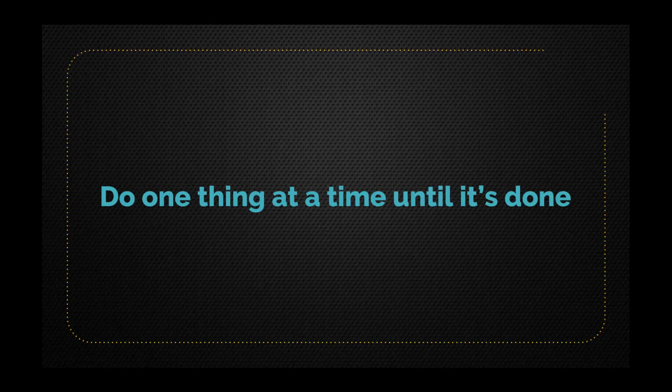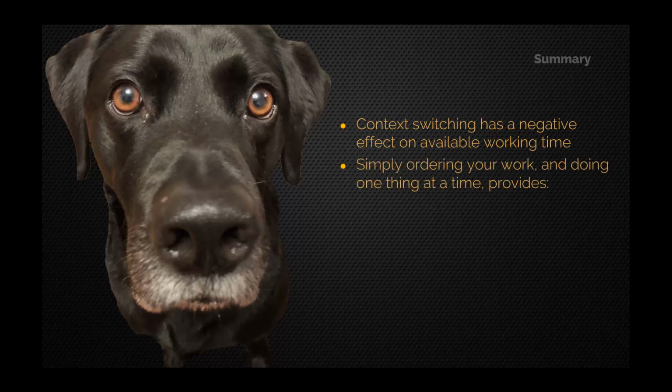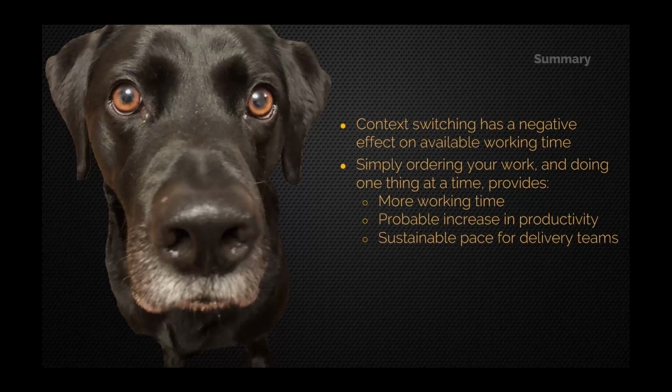The solution to the problem of context switching is, of course, extremely simple. Just do one thing at a time until it's done. Get that extra 20% or more available working time back. So to summarize then, context switching has a negative effect on available working time. Simply ordering your work and doing one thing at a time provides us with more working time, a probable increase in productivity, and sustainable pace for our product delivery team.